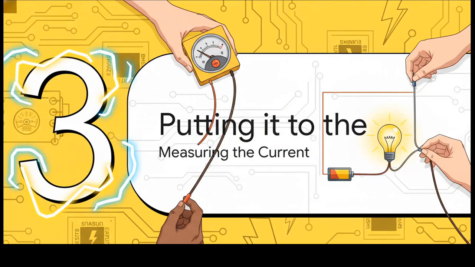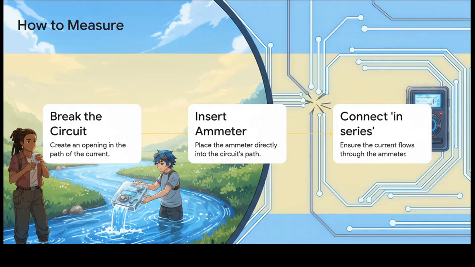So, we've got the concept and we've got the tool. Now for the fun part. How do we actually use this thing? How do you connect an ammeter to a circuit to get a real reading? Let's take a look. Let's go back to our river analogy. You can't measure how fast a river is flowing by just standing on the bank, right? You have to actually put your measuring device into the water. Well, it's the exact same idea here. You have to literally break open the circuit, and then you stick the ammeter right into that path so the current has to flow through it. This setup is called connecting in series.